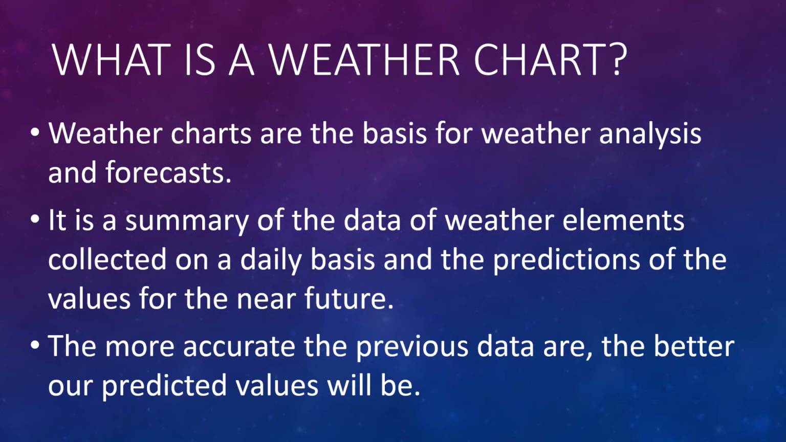What is a weather chart? A weather chart is the basis for weather analysis and forecasts. It is a summary of the data of weather elements collected on a daily basis and the predictions of the values for the near future. The more accurate the previous data are, the better our predicted values will be.